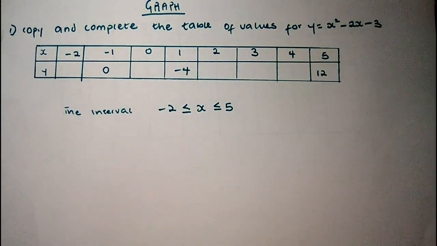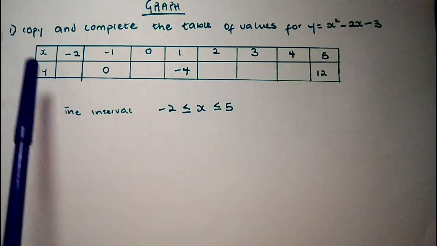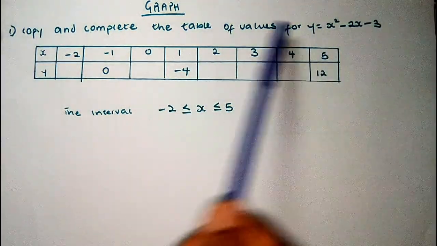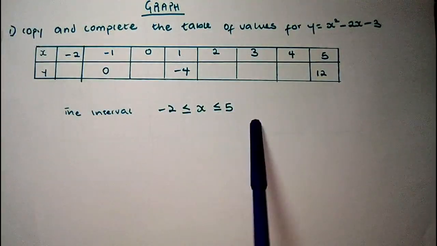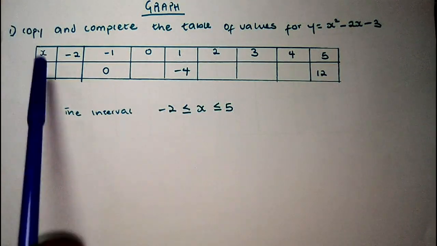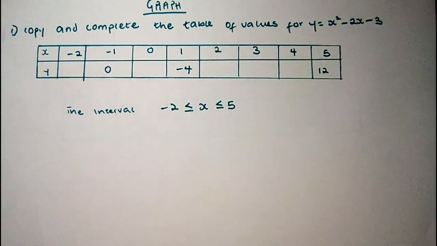Then we'll get the values for y. Remember, we're getting the values for y from this equation. So remember, this is the interval from -2 to 5, from this to this. So we're going to use that now to get the value for y. Now let me show you how you do that.